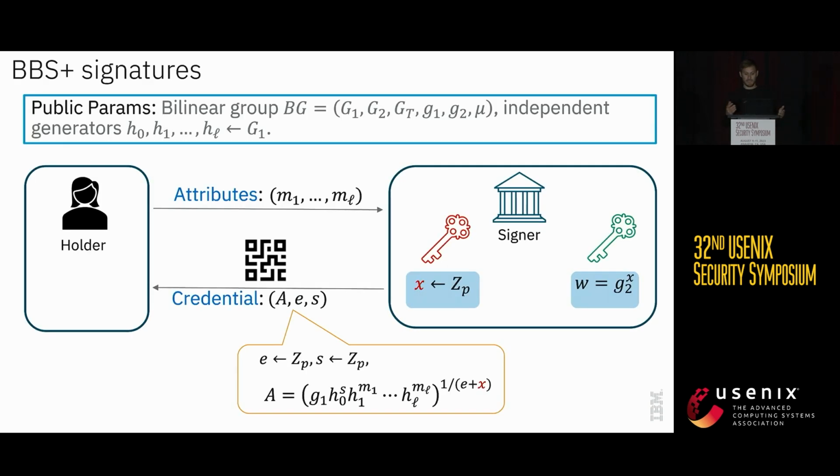So how does the BBS signature work in practice? We have a holder of the credential, and this holder is going to provide a series of attributes to a signer, which we assume to be an institution. The signer will provide the credential A, along with two values of randomness, E and S, and the signing key will all be returned to the holder. And then the signer will also produce the verification key, W, which we will see later.